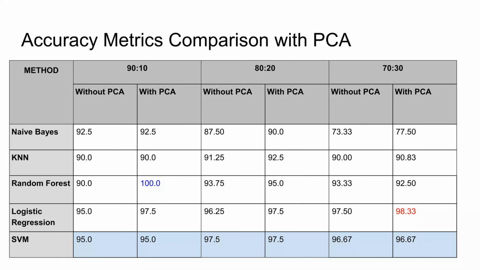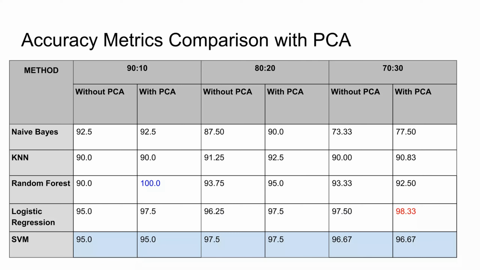Random forest. Performance trend: accuracy improves significantly from 90.0% to 100.0% with PCA for the 90:10 split. Performance increases from 93.75% to 95.0% with PCA for the 80:20 split. Accuracy slightly decreases from 93.33% to 92.5% with PCA for the 70:30 split. Interpretation: PCA provides a substantial improvement for random forest, particularly with the 90:10 split. However, there is a minor decrease in performance with PCA for the 70:30 split.